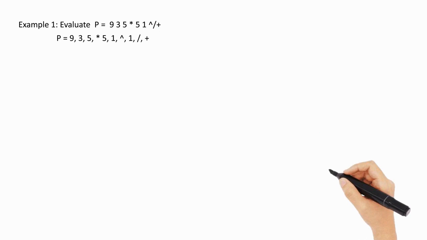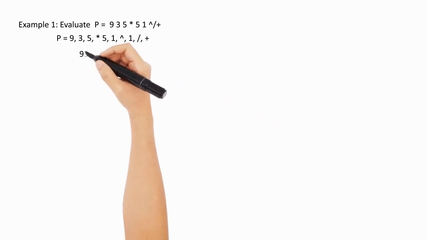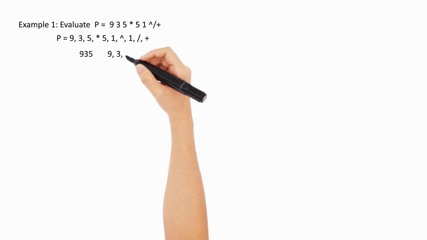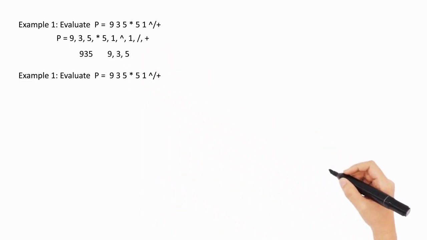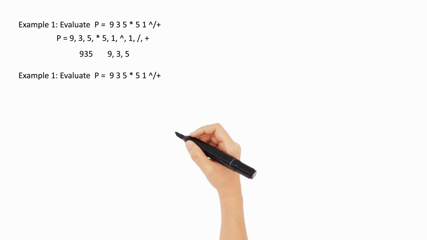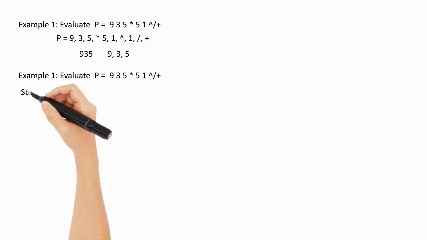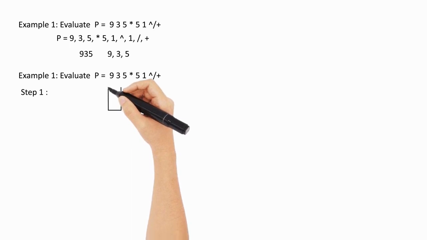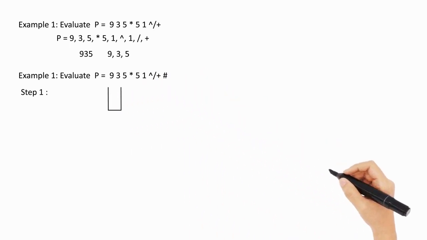The role of using the comma operator here is to separate the elements of P so that it is not interpreted as the number 935 instead of 9, 3, 5. But remember, this is not mandatory in evaluating postfix expressions. Let us solve this expression with some simple steps. Start with step 1. Assume we have an empty stack and we have added the hash symbol at the end of the expression. Now we start scanning the symbols from left to right.